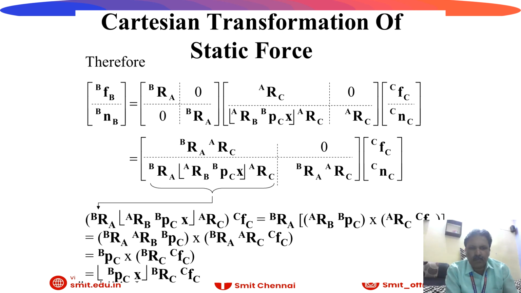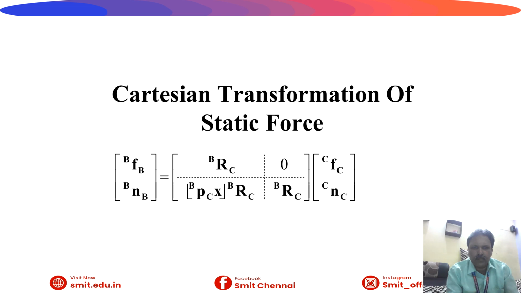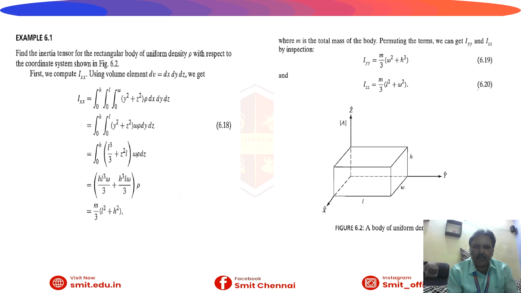BPC into BRC, CFC, that is equal to BPCX, BRC, CFC. Then Cartesian transformation of static force, that is B of B, B and B equal to BRC divided by BPCX, BRC, and 0, BRC, followed by CFC and CNC.